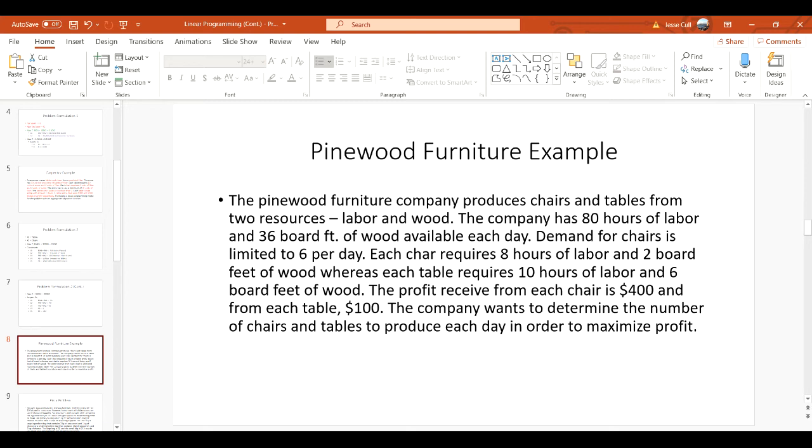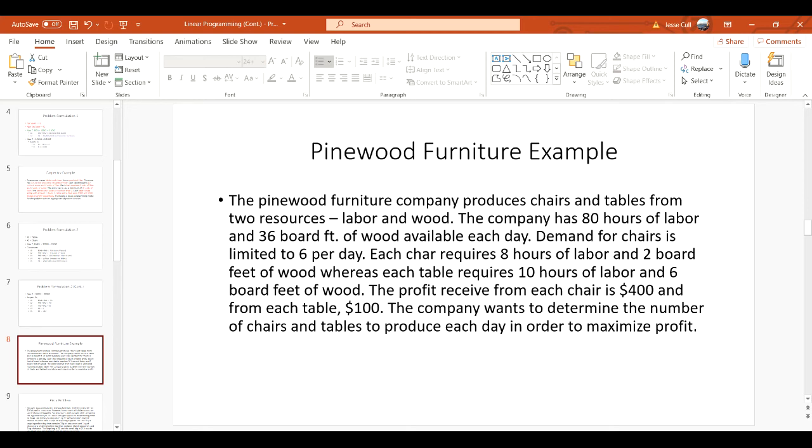The Pinewood Furniture Company produces chairs and tables from two resources, labor and wood. The company has 80 hours of labor and 36 board feet of wood available each day. Demand for chairs is limited to 6 per day. Each chair requires 8 hours of labor and 2 board feet of wood, whereas each table requires 10 hours of labor and 6 board feet of wood. The profit received from each chair is $400 and from each table $100. The company wants to determine the number of chairs and tables to produce each day in order to maximize profit.